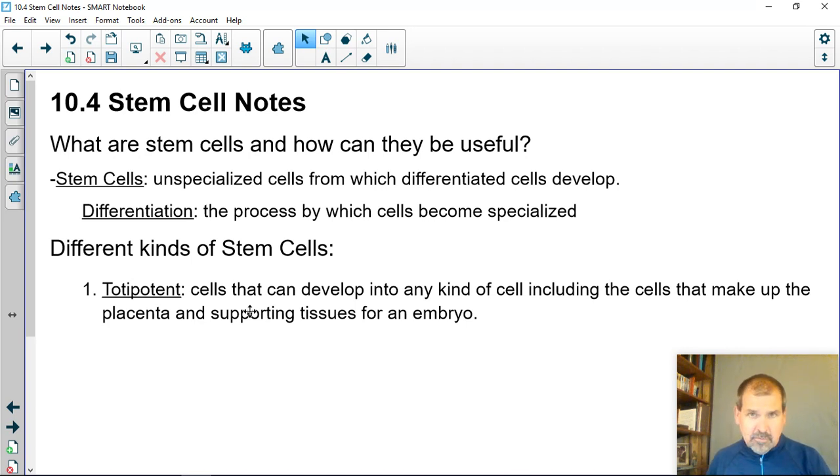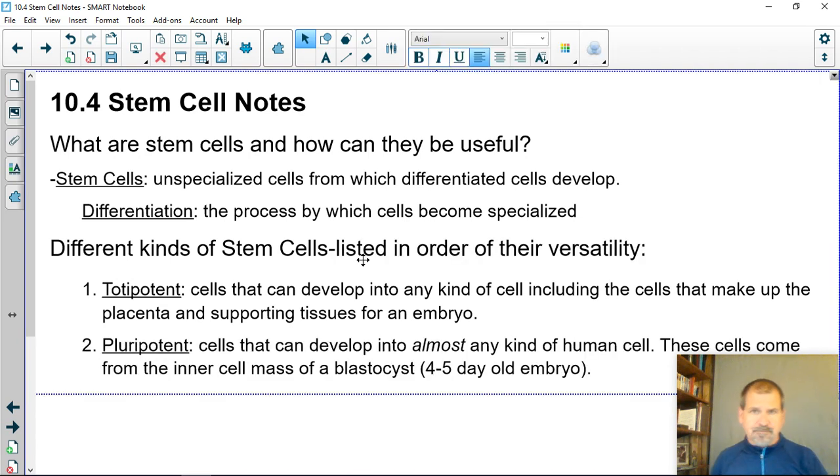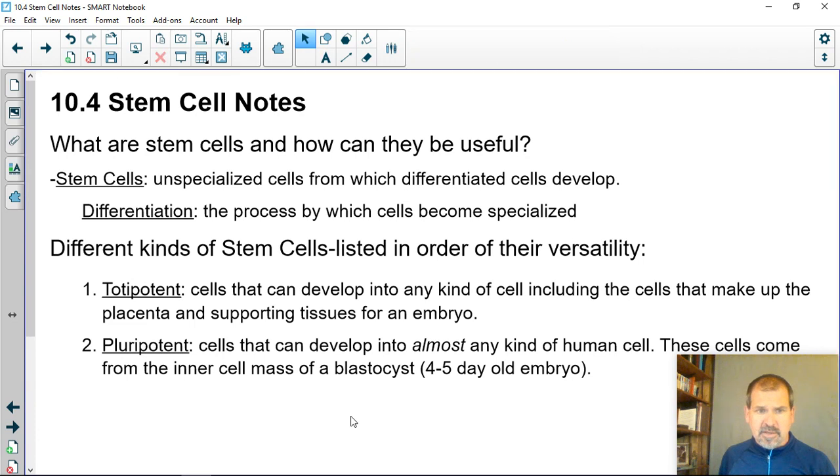Now, these cells aren't super important to scientists because, frankly, they're not really concerned about the cells that can develop into the supporting tissues, the placenta and the supporting tissues. So when we talk about embryonic stem cells, we're not really talking about totipotent stem cells. We're actually talking about these ones here, the pluripotent stem cells. So pluri meaning plural or many. So these are the cells that can develop into almost any other kind of cell.